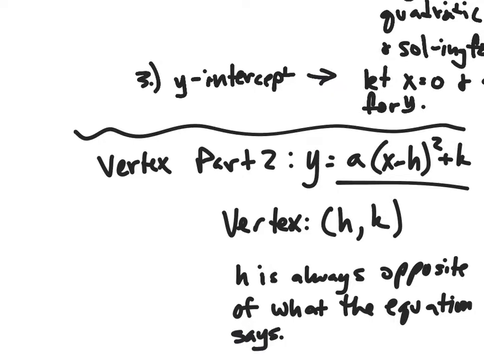Notice here how h, it's always negative, is negative here. When I write out my vertex, when I write the point out, the h value is always opposite of what it says.